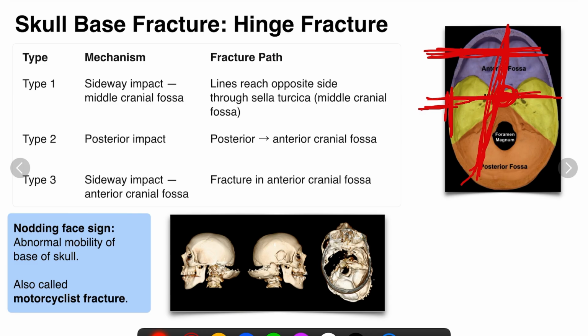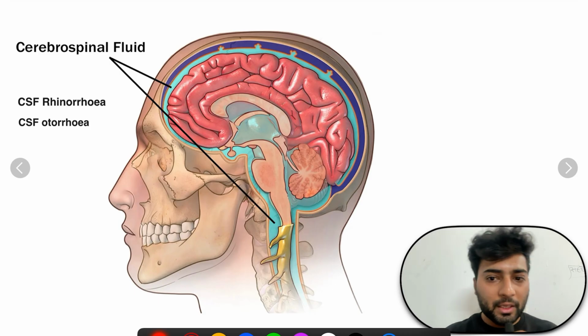Done? So now there is another thing called nodding face sign. It occurs in hinge fractures. Let's say a motorcyclist is driving very fast and encounters a sideways impact, which is very common in a motorcyclist. In that situation there is a skull base fracture and there is a nodding face sign. The patient presents with nodding of the face, which is abnormal mobility of the base of the skull. So this was hinge fracture. Now we have learned two types of skull base fracture.